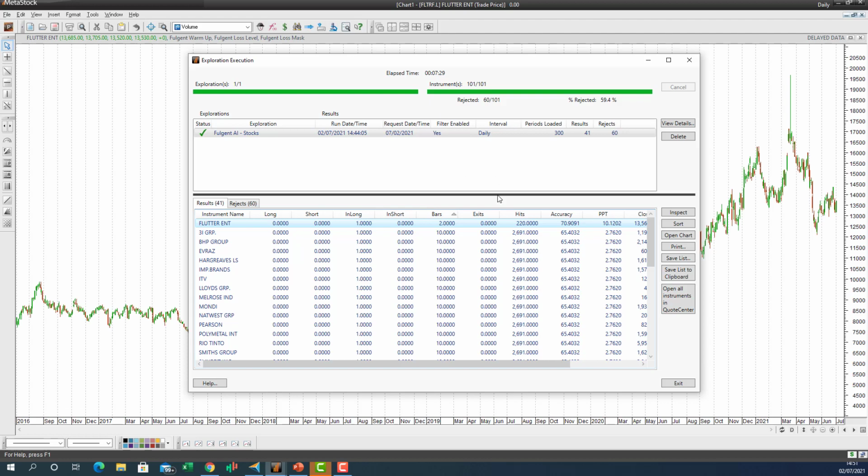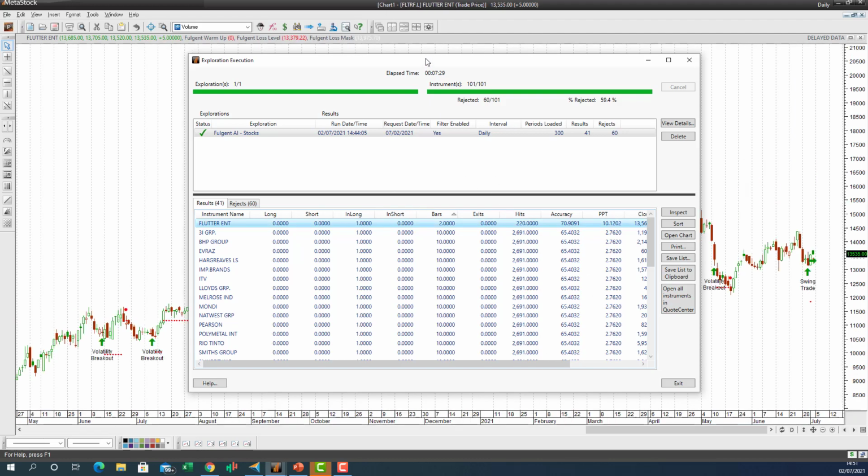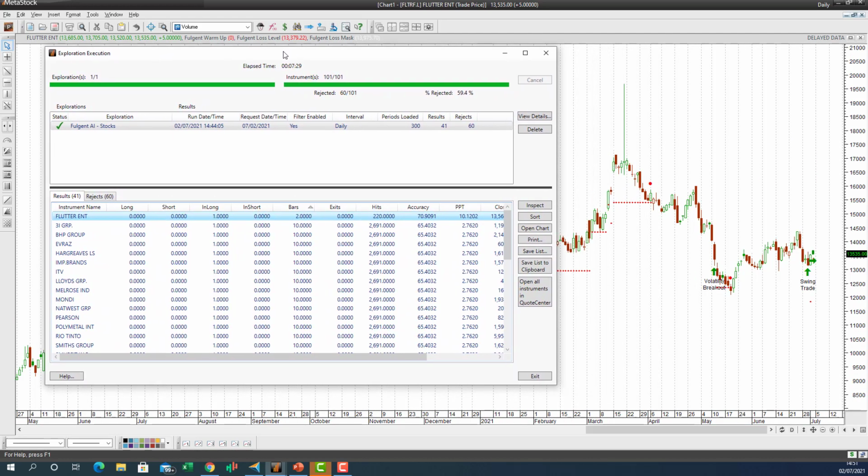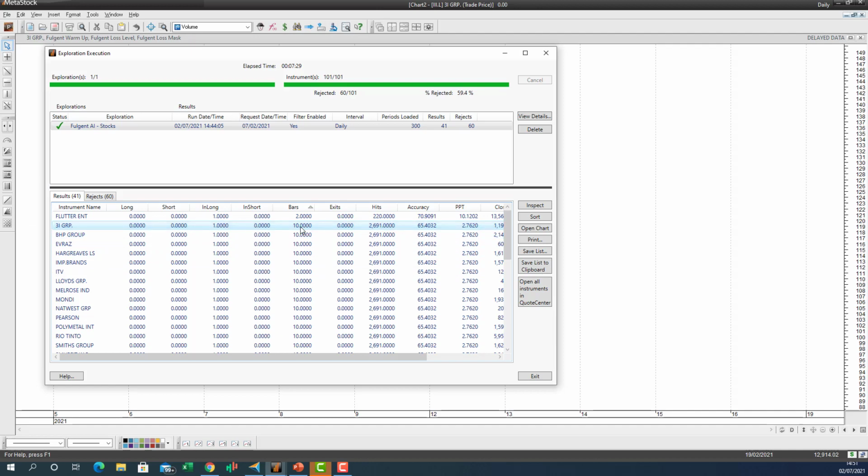So there we go. I'm going to move this window a little bit to the left. We can see a nice volatility swing trade there, it's in a long. In a swing trade there, 3i Group, 10 bars into a trade.